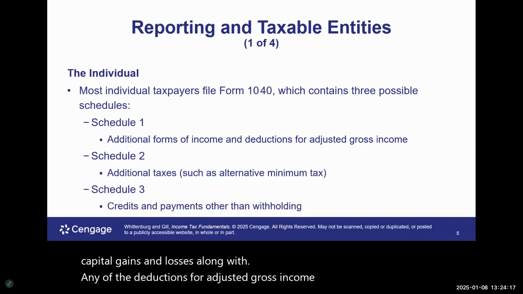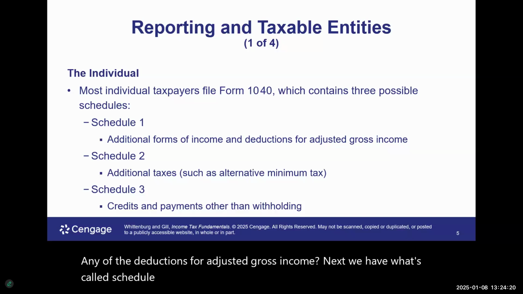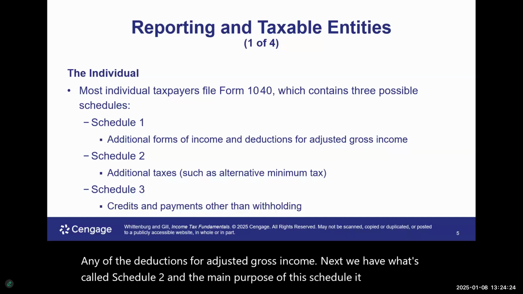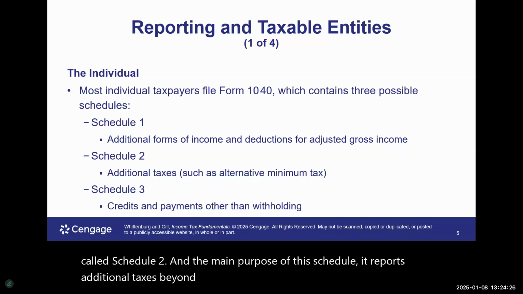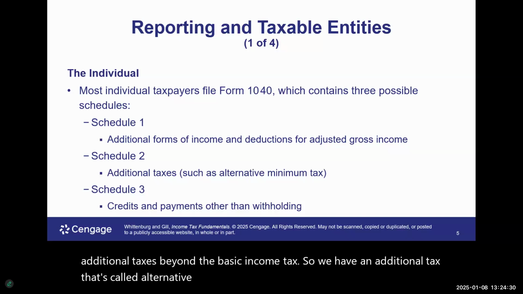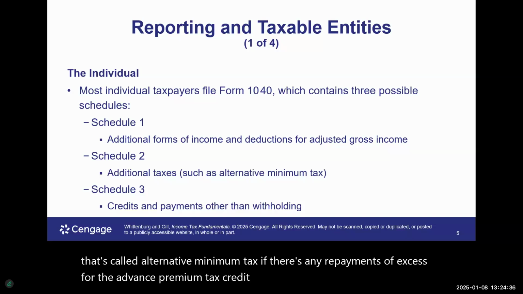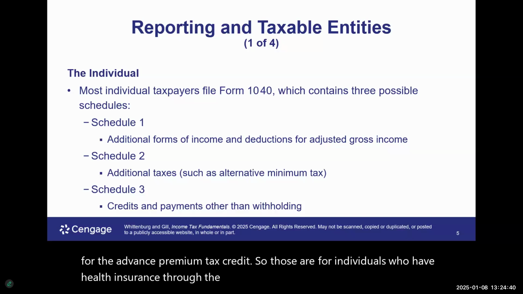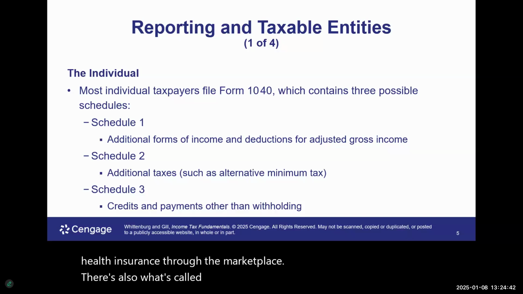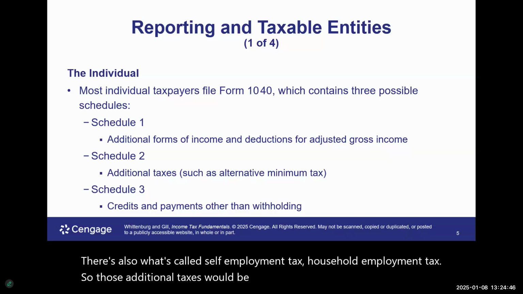Next, we have what's called Schedule 2. And the main purpose of this schedule, it reports additional taxes beyond the basic income tax. So we have an additional tax that's called alternative minimum tax. If there's any repayments of excess for the advanced premium tax credit, so those are for individuals who have health insurance through the marketplace. There's also what's called self-employment tax, household employment tax. So those additional taxes will be reflected on Schedule 2.